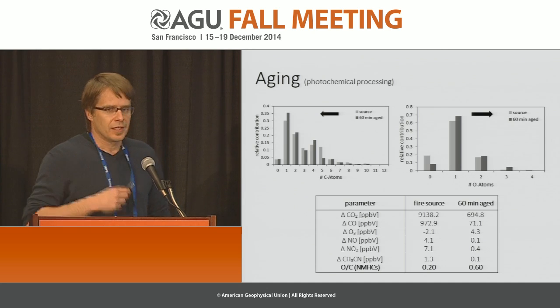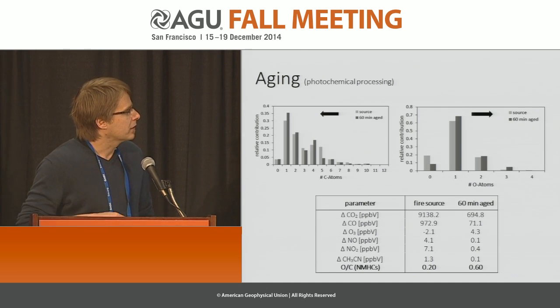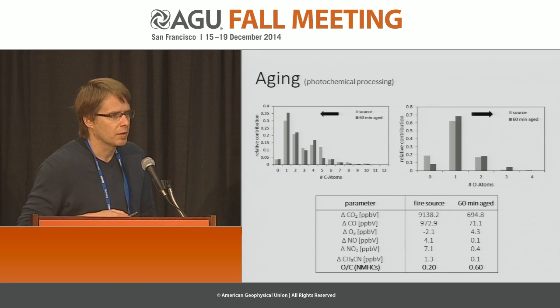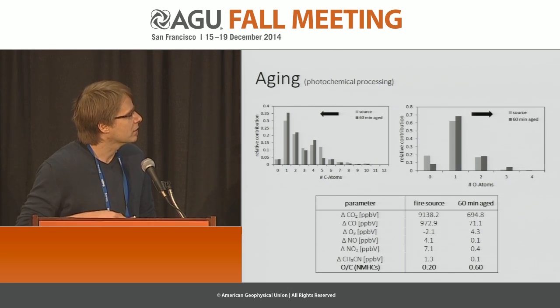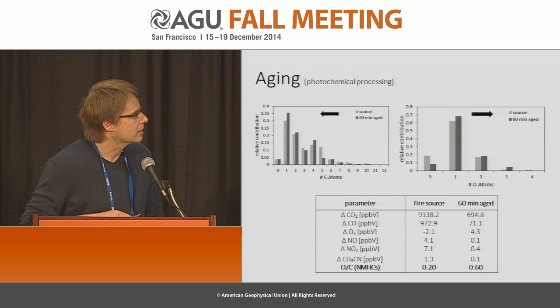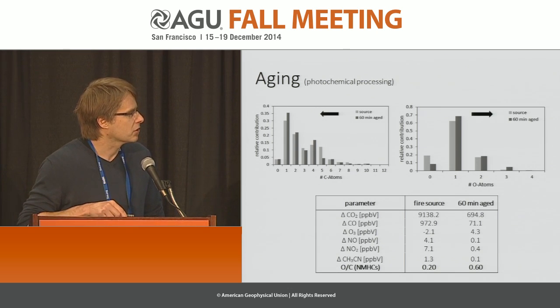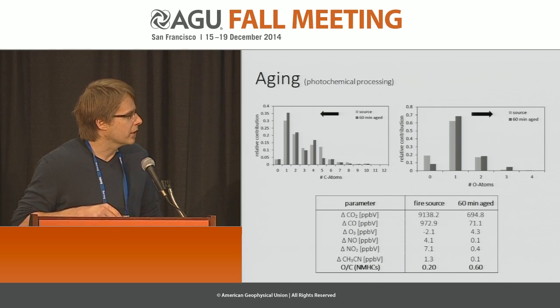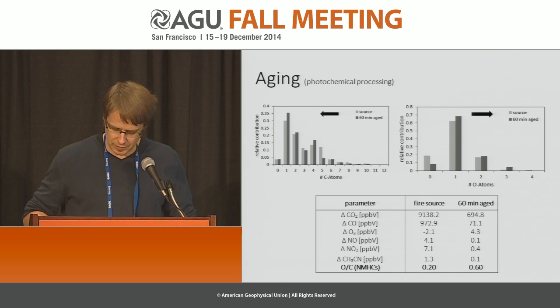And so we can do the same exercise we did before when we look at the carbon atoms and the oxygen atoms. So this is in light gray is the source, and in dark is 60-minute age. So you see that the singly with 1 carbon increase, with 2 increase. So fragmentation is a common process, but some of the compounds also increase downwind. And not surprisingly, the number of oxygen atoms increases, so obviously they get oxidized. And so the O2C ratio increases from 0.2 to 0.6 within 1 hour.